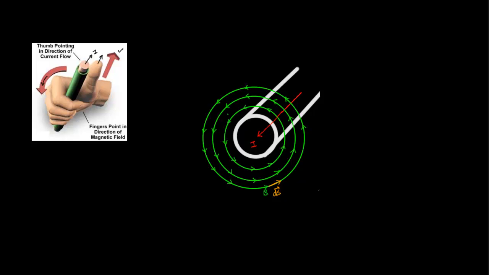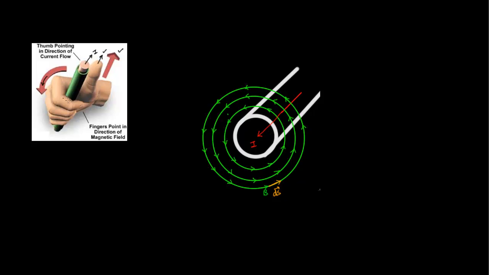In this lecture, we talk about magnetic field due to a current carrying wire. So say you have a current carrying wire. We have this current I, as you see, coming out of the wire, and the thumb points in the direction of the current. So this is the thumb pointing in the direction of the current.